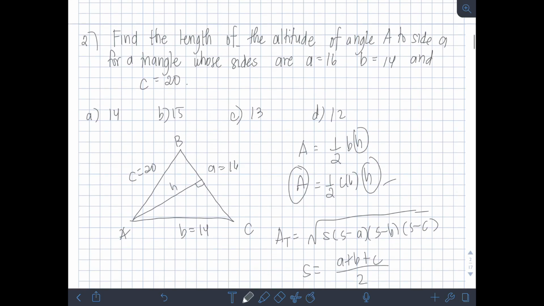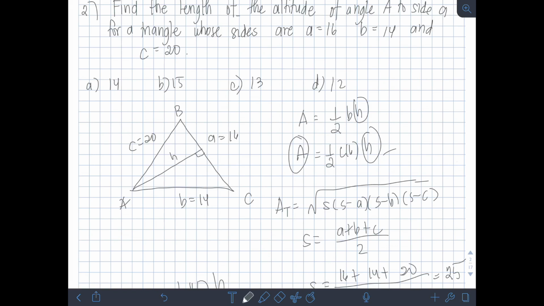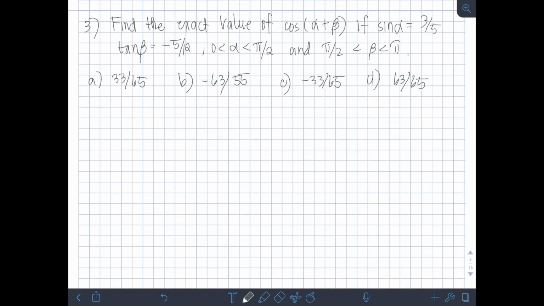So the closest answer is 14, letter A. Okay? Next, we have: find the exact value of cosine alpha plus beta if sine alpha is equal to 3 over 5, tan beta is equal to negative 5 over 12, 0 is less than alpha is less than pi over 2, and pi over 2 is less than beta is less than pi. Okay, so hanapin daw natin itong cosine alpha plus beta.